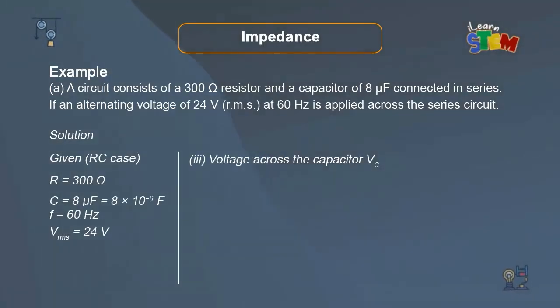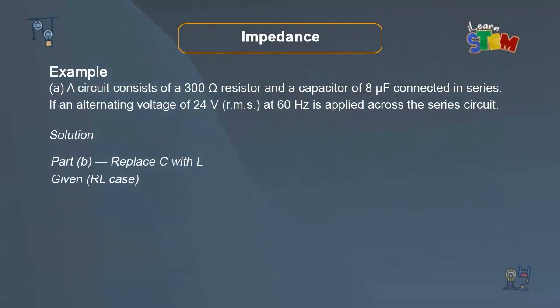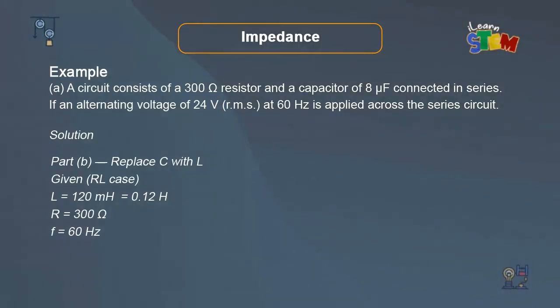Part 3. Voltage across the capacitor. The voltage across the capacitor equals current multiplied by capacitive reactance. That is 0.0537 multiplied by 332, which is about 17.8 volts. Part B. If the capacitor is replaced with an inductor. The inductor is given as 120 mH. The resistor, R, is 300 ohms. The frequency, F, is 60 Hz. The root mean square voltage is 24 volts.